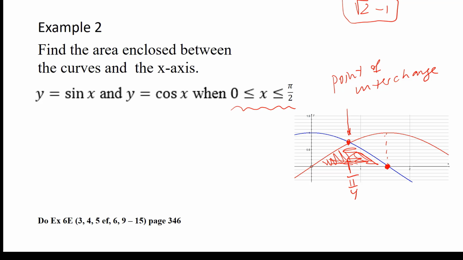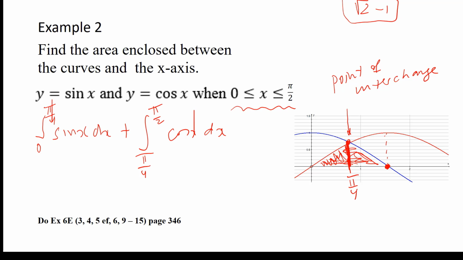So I cannot do it in one integral. I have to go 0 to pi over 4, and my sine x is on top. And I have to add to this the integral from pi over 4 to pi over 2 of cosine x dx. And you can see why I'm doing this, because the blue line is on top now. Okay, so I divided my area into 2 bits. One bit is this one. Okay, and now you can calculate your areas.